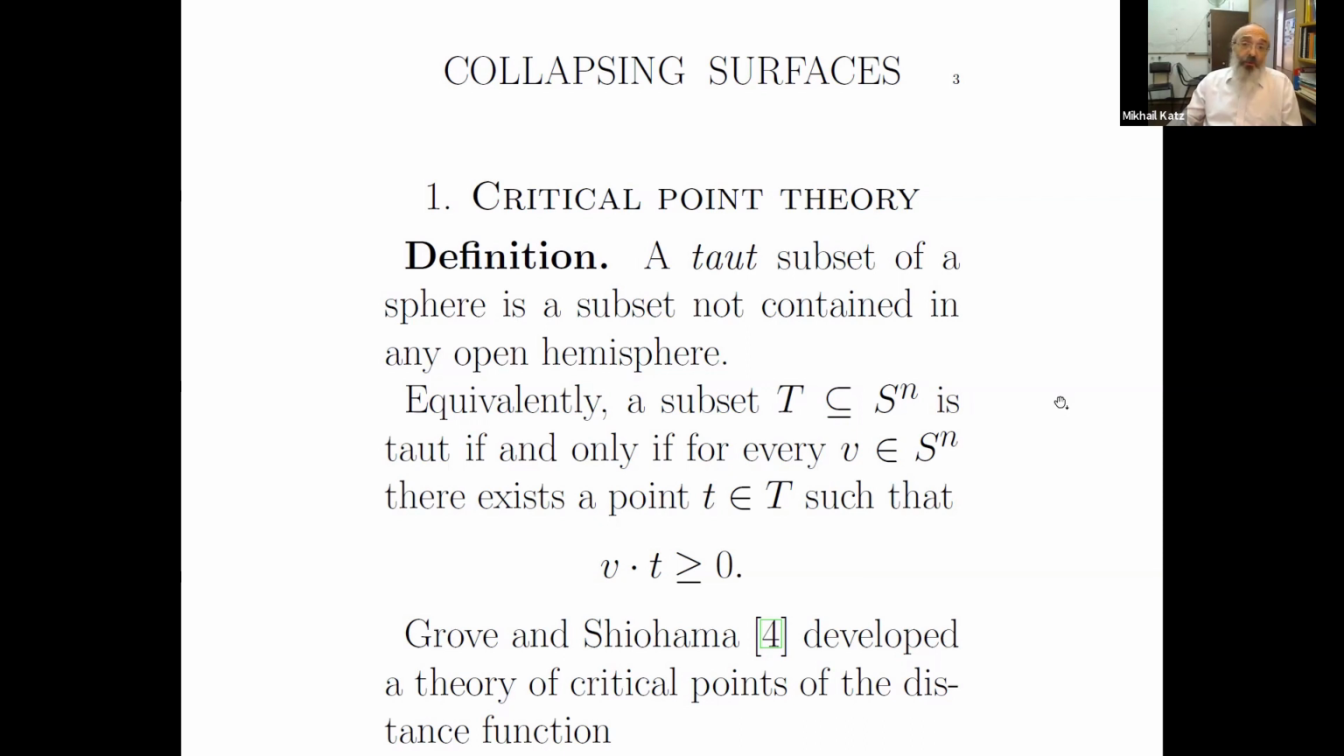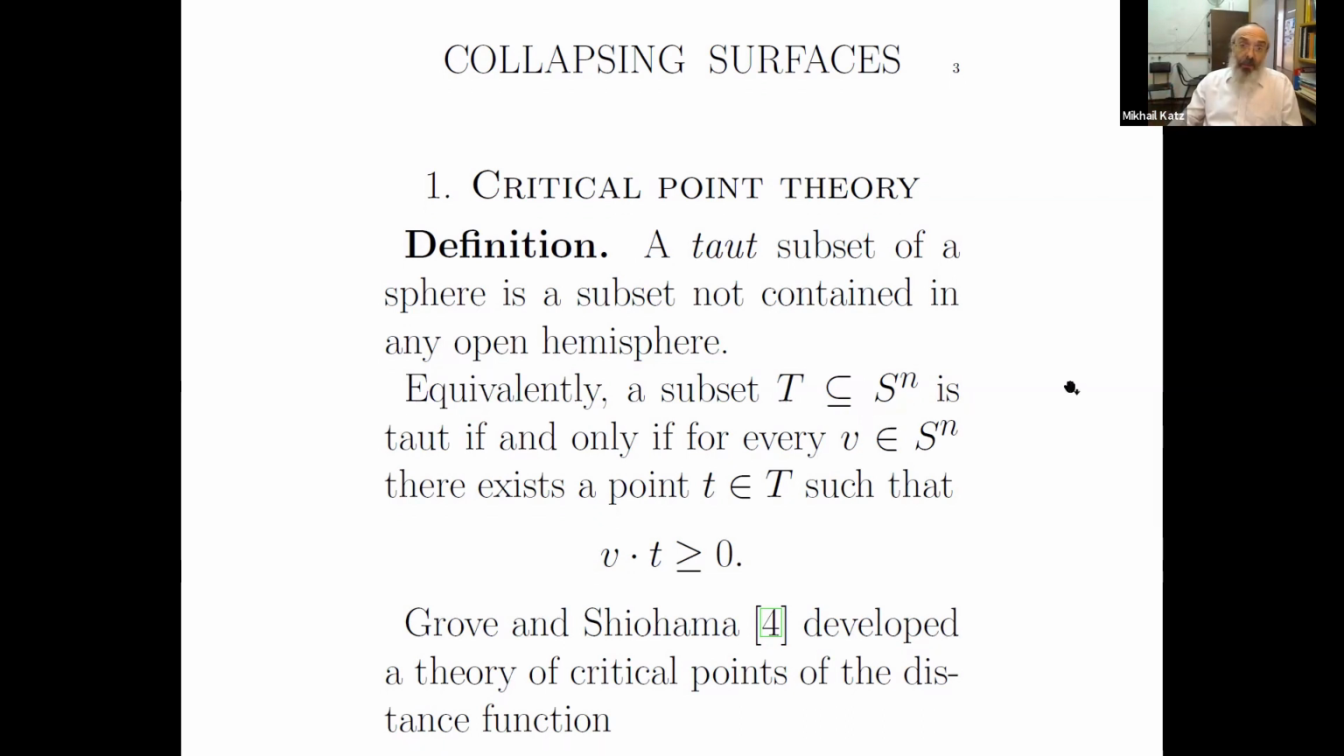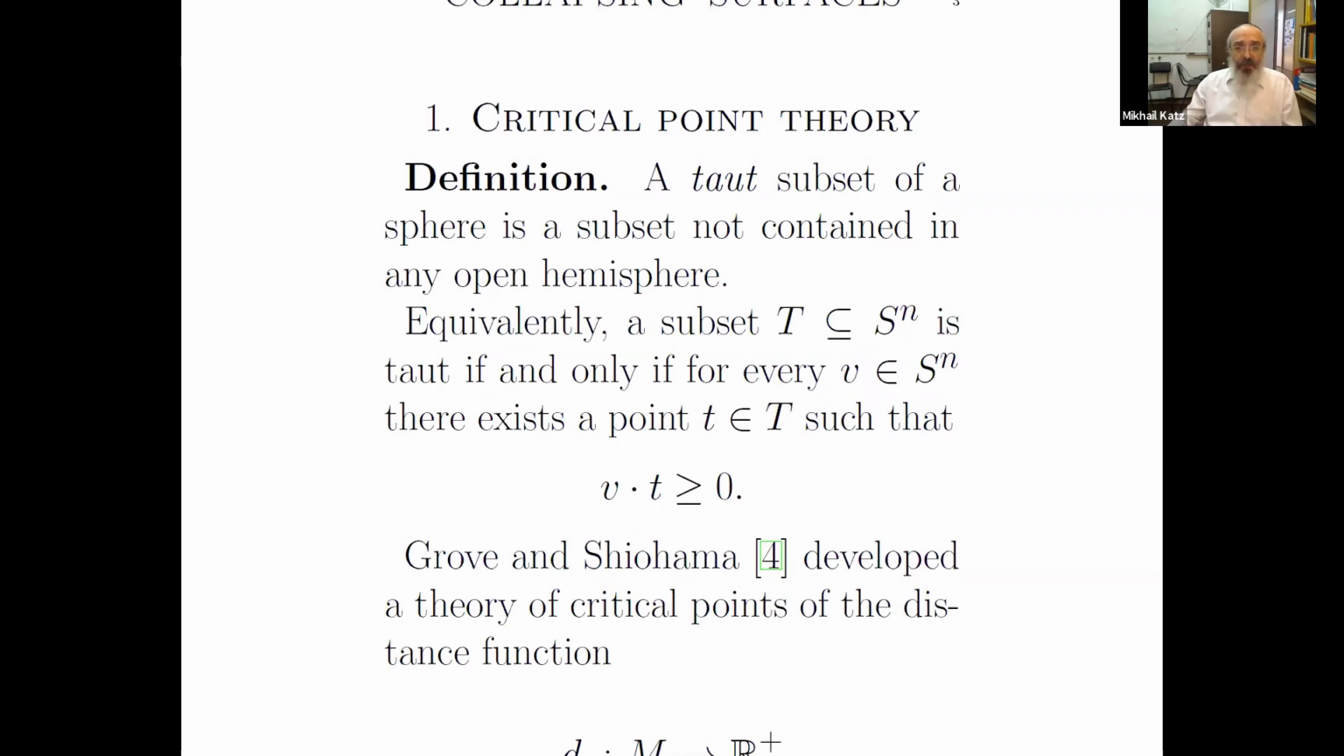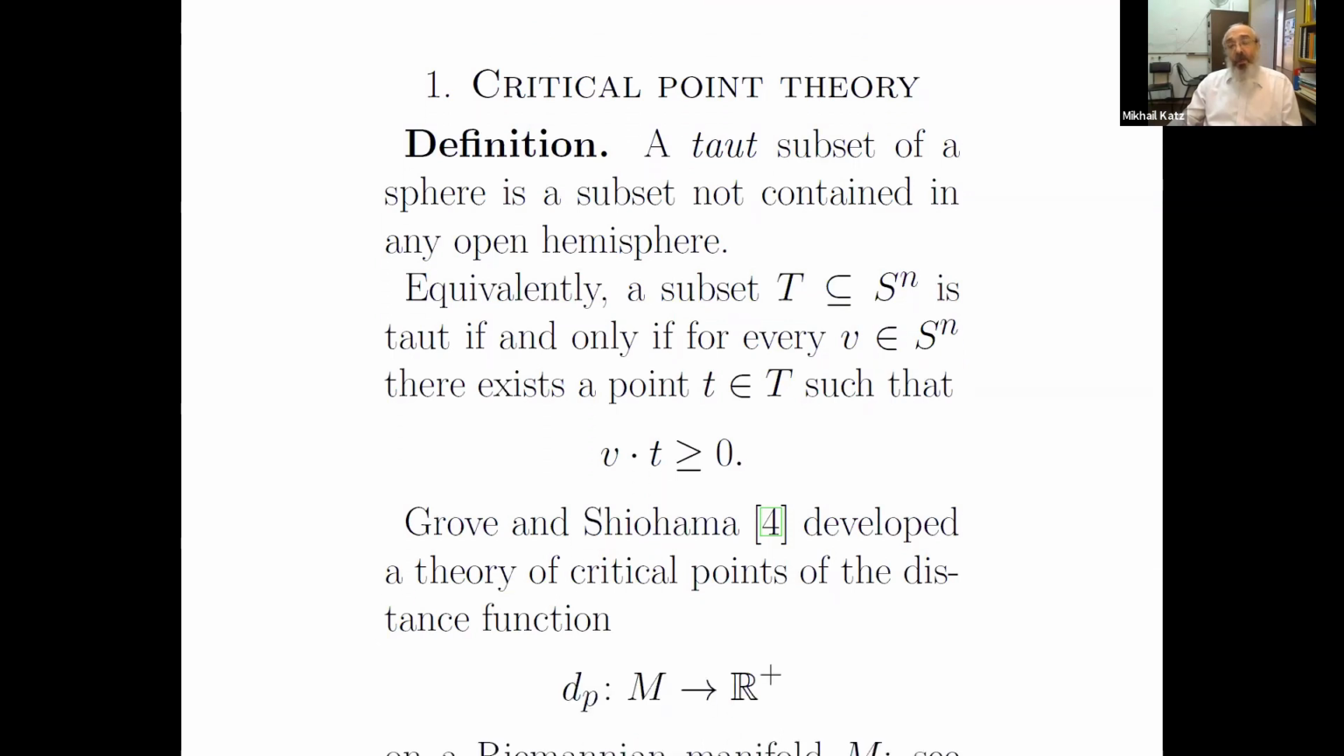Maybe it would have been better to call it a bulky subset. It's not contained in any hemisphere. In some of my early papers, I used the term taut, and I think some other authors have used the term taut as well. In any case, this notion will be used in the next definition, on the next page.